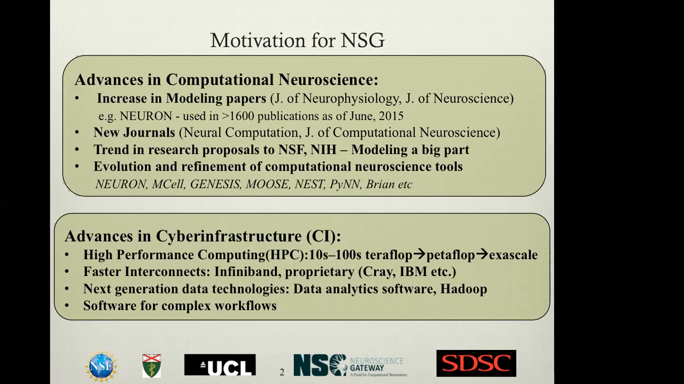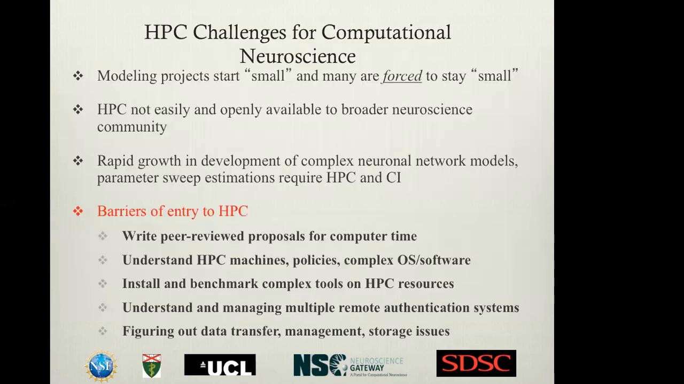So even with all these advances, what we see is that there are some significant challenges, especially HPC challenges, for computational neuroscience research. Most modeling projects start small, and many are forced to stay small, mainly because accessing HPC resources is not very easy, and it's also not openly available.